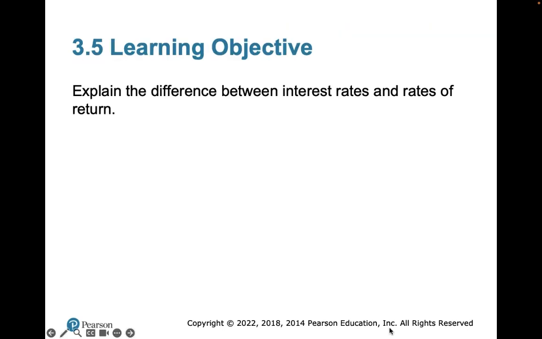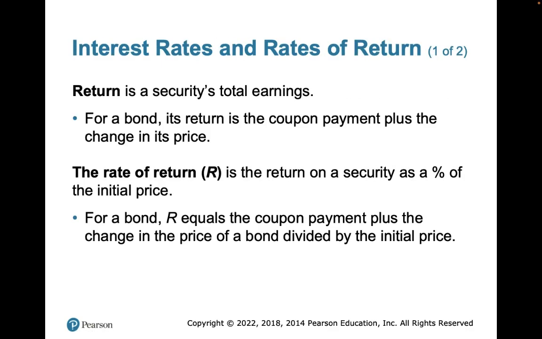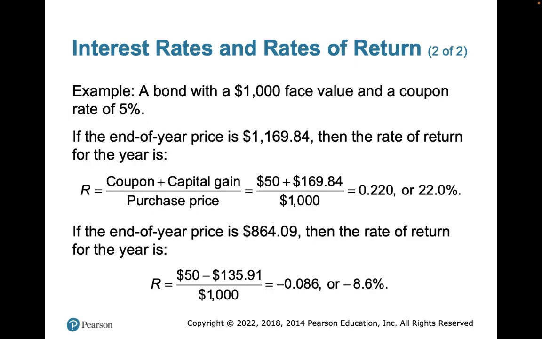Okay, now let's move on. We're going to look at the difference between interest rates and rates of return. Return is the security's total earnings. For a bond, the return is the coupon payment plus the change in its price, and the rate of return is the return on the security as a percentage of the initial price. The rate of return equals the coupon payment plus the change in price of a bond divided by the initial price.